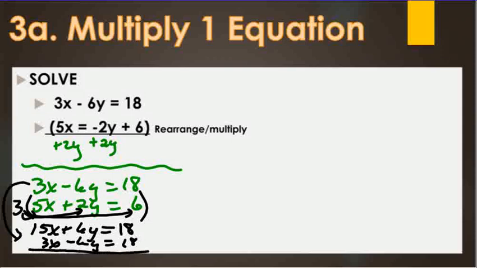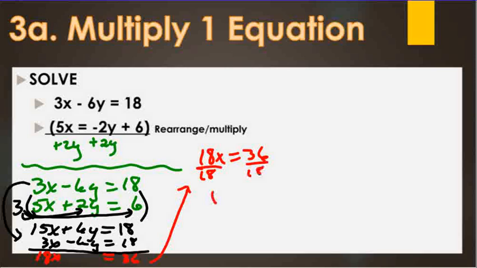And now I can add straight down. So 15x plus 3x is 18x. The y's cancel off. 18 plus 18 is 36. I'm going to put this up here. So 18x equals 36. To get x by itself, I divide by 18. X would equal 2. And then I substitute 2 in.